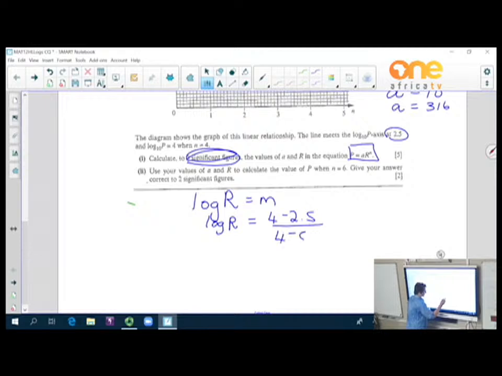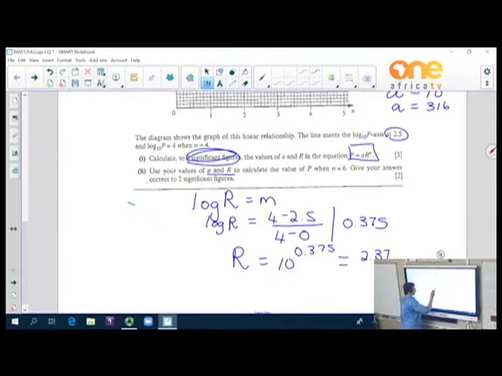0.4 minus 0 is equal to 0.375. And now I need to unlock this one. So 10 to the power of 0.375 is then finally equal to 2.37. And now they say use those values to solve it when n is 6.